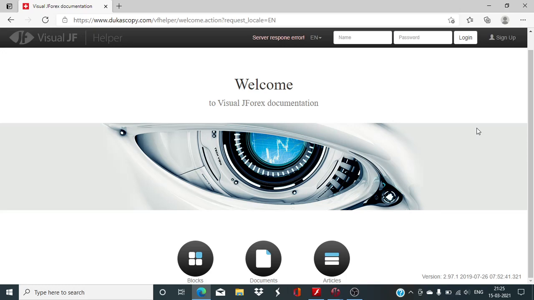Myself Vaibhav. In today's session of Visual JForex, I will be starting afresh with the new indicator named Absolute Price Oscillator, APO. We will see how we can design and develop the algorithm using this indicator on the Visual JForex platform. Let us get started for the day.